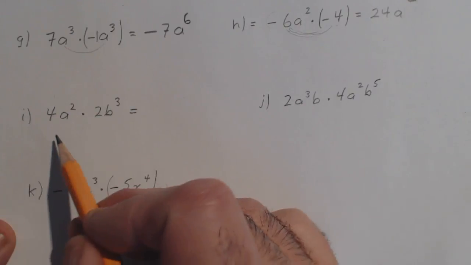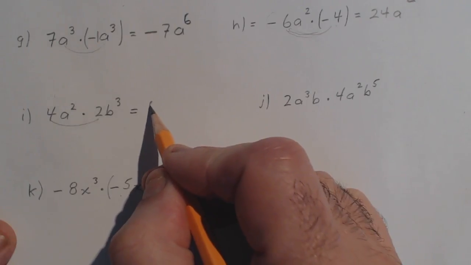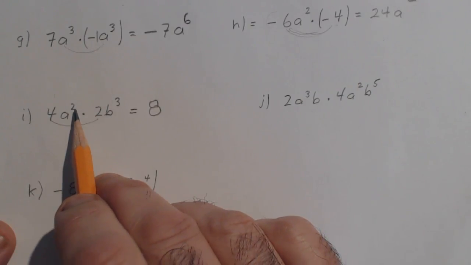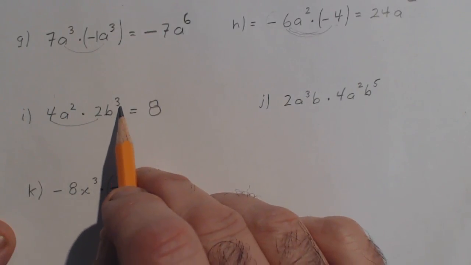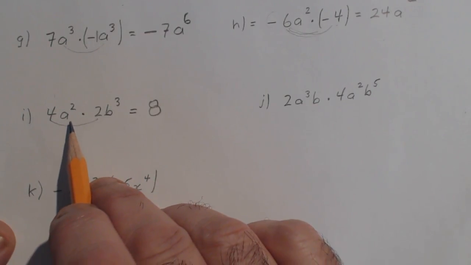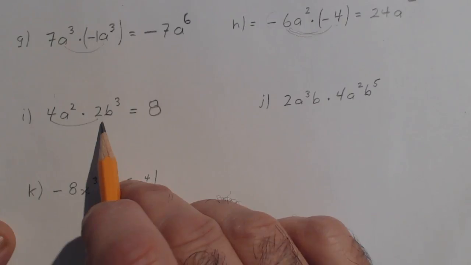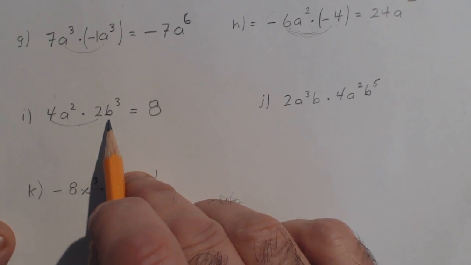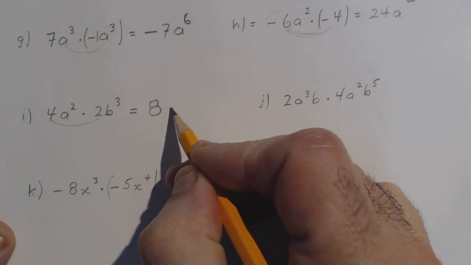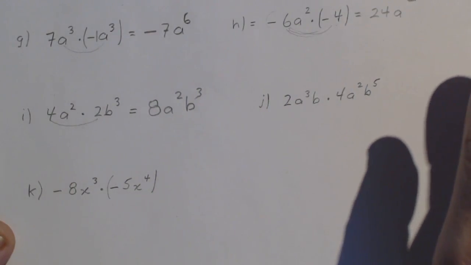Number I here. Now, we've got 4 times 2. Let's do the coefficients first. 4 times 2 is 8. Now we have a squared times b to the power of 3. So let's do the variables now. Now you'll notice we cannot add these exponents here. Why? Because these variables are different. We have an a and a b. So we cannot collect these exponents. So it just becomes 8a squared b to the power of 3.